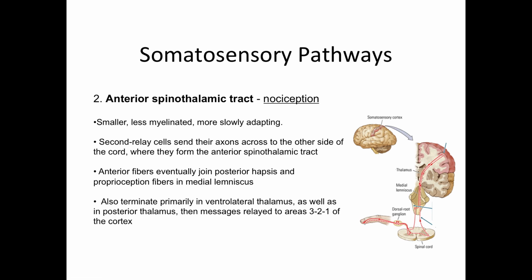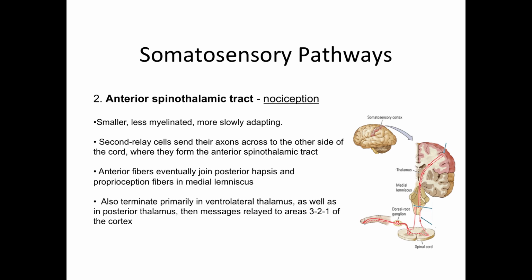Once they're in the spinal cord, they project to relay neurons in a more central region of the spinal cord, and this is called the substantia gelatinosa. The second relay cells then send their axons across to the other side of the cord, and then they form the anterior spinothalamic tract. You can see that here again in the dashed line. So the solid line is the posterior spinothalamic tract, and the dashed line is the anterior spinothalamic tract. The posterior spinothalamic tract crosses in the midbrain right here, and then the anterior spinothalamic tract crosses in the spinal cord.